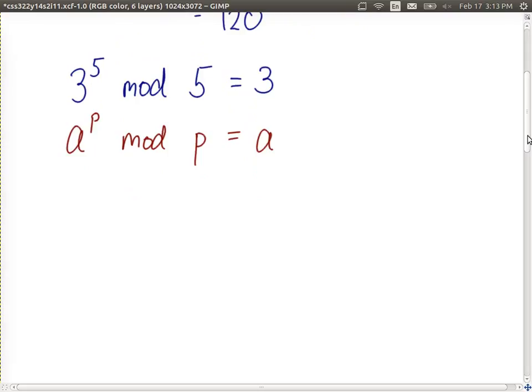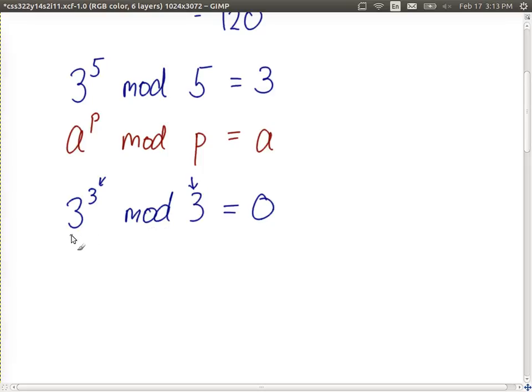Just to repeat, the question was, as an example, what if we have a different one? 3 to the power 3 mod 3, where this is our prime and it's repeated here. What's the answer? Well, what do we get? 0. Does the theorem hold?